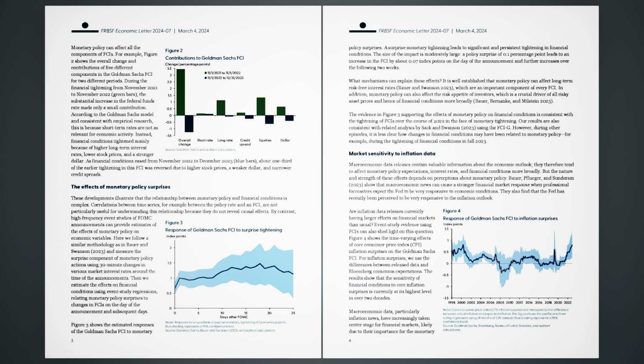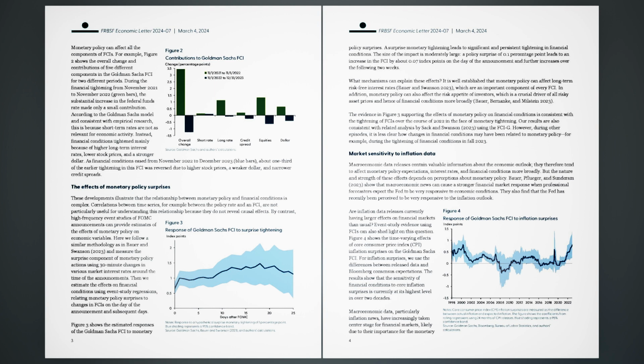For example, Figure 2 shows the overall change and contributions of 5 different components in the Goldman Sachs FCI for 2 different periods. During the financial tightening from November 2021 to November 2022, green bars, the substantial increase in the federal funds rate made only a small contribution.